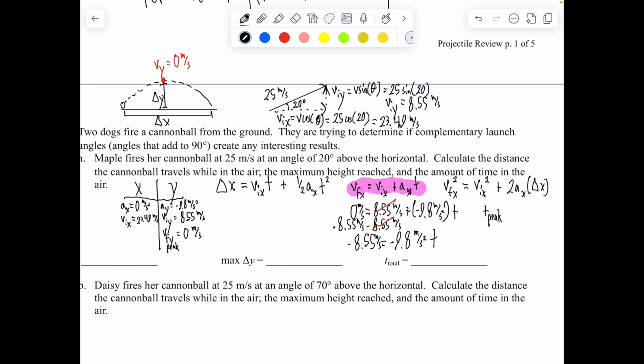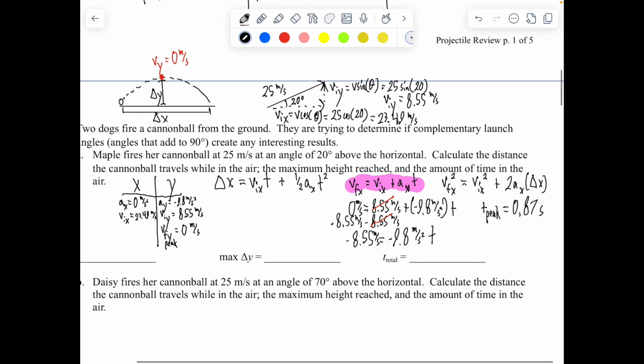So let's use our calculator. I'll use my calculator off to the side here. We're just plugging in 8.55 dividing by 9.8. And we get the time to the peak, 0.87 seconds. Let's round to that second decimal. Now that's the time to the peak.